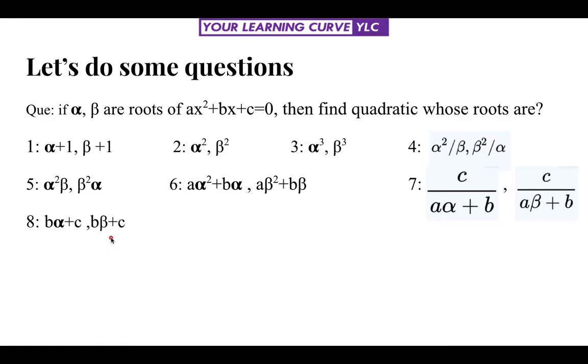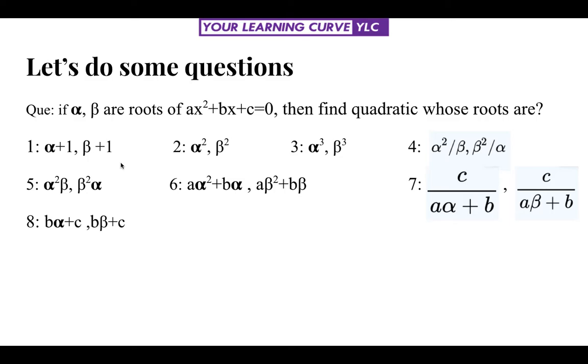Eighth is b alpha plus c, b beta plus c. You have to find a quadratic equation whose roots are these. Means this will be alpha dash beta dash for your required equation. So let's first understand what we need to do to solve these kinds of questions.